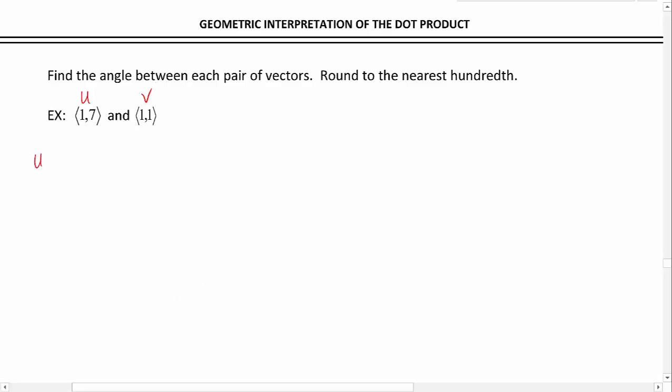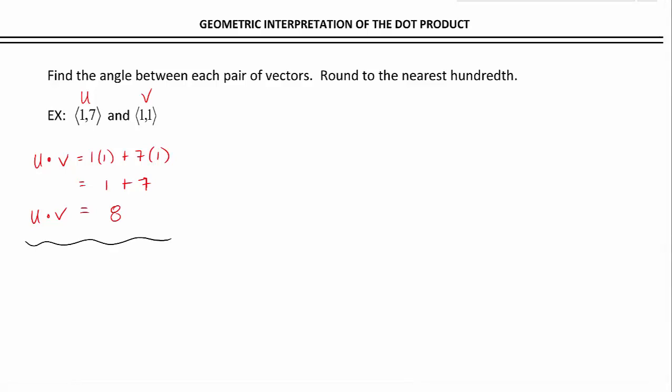I'm going to start with the dot product, u dot v. That's going to be 1 times 1 plus 7 times 1. 1 plus 7, we get our dot product to be equal to 8. Great. Now we need to find the magnitude of each of our vectors.